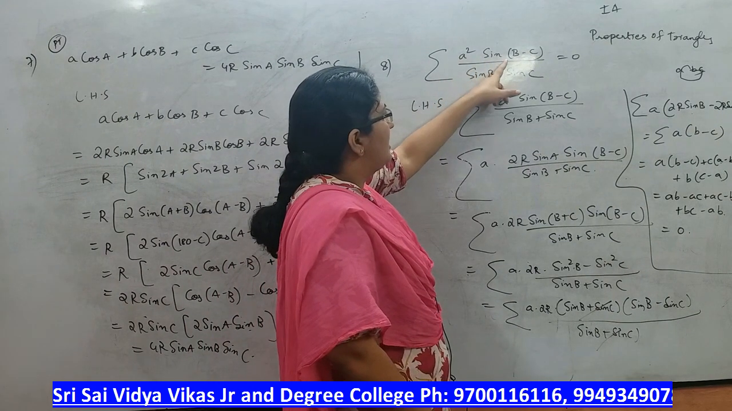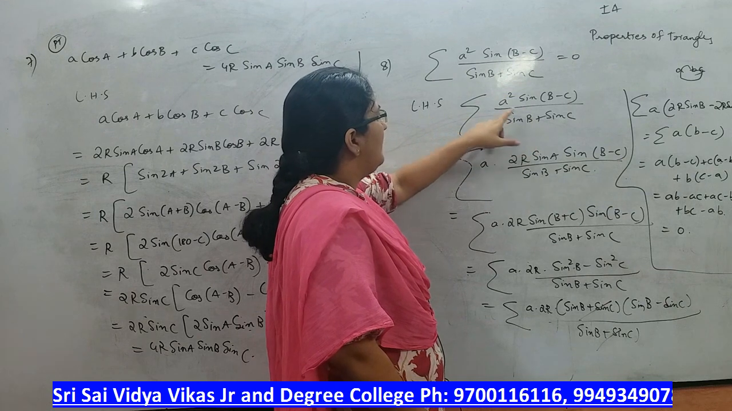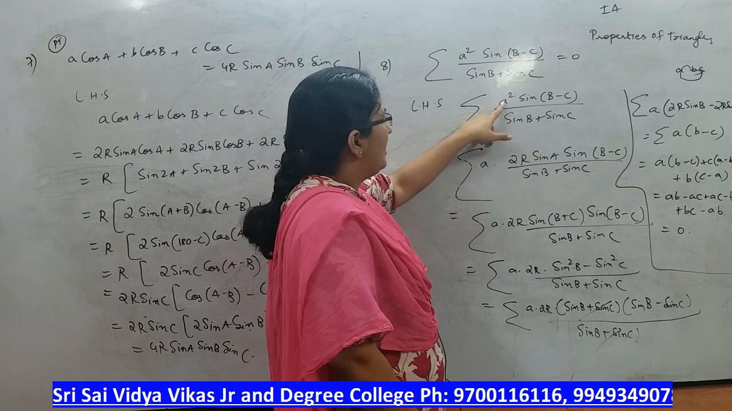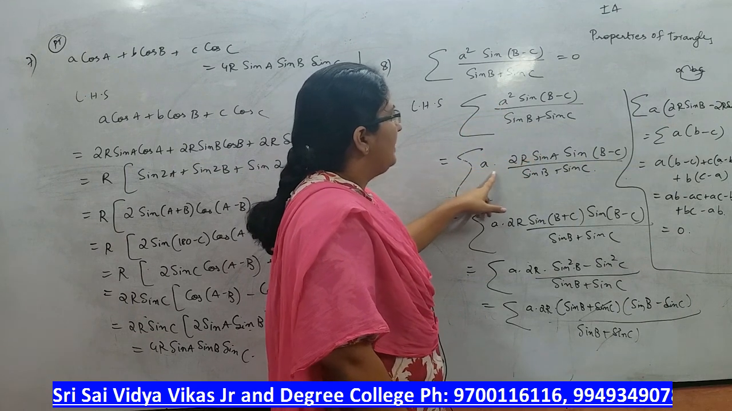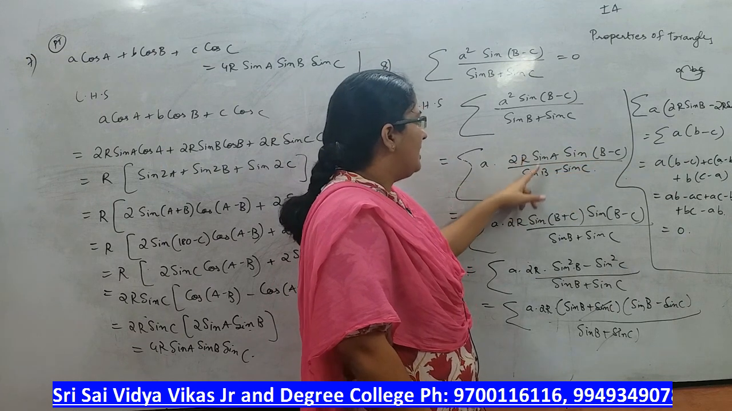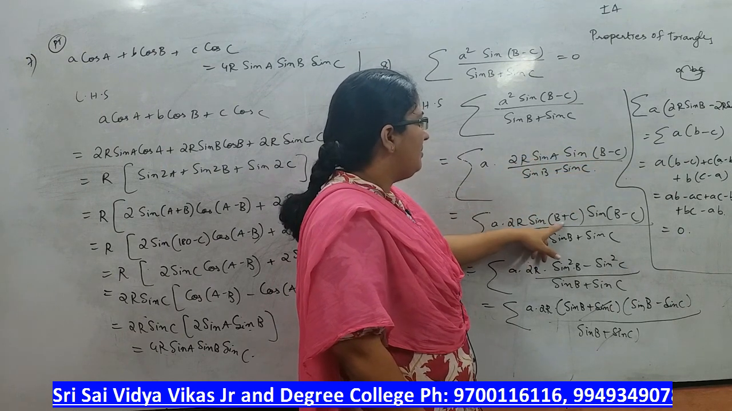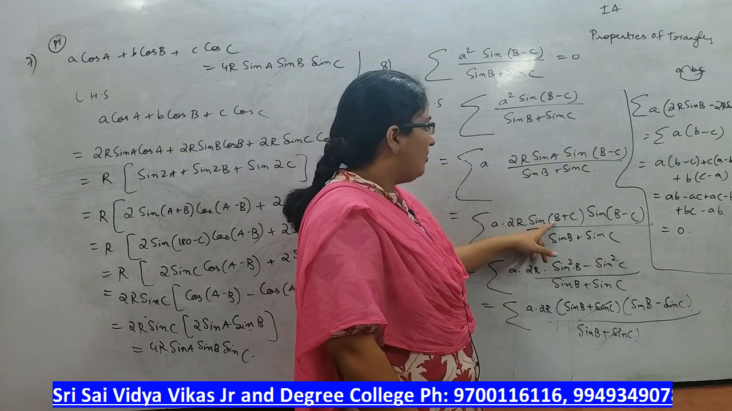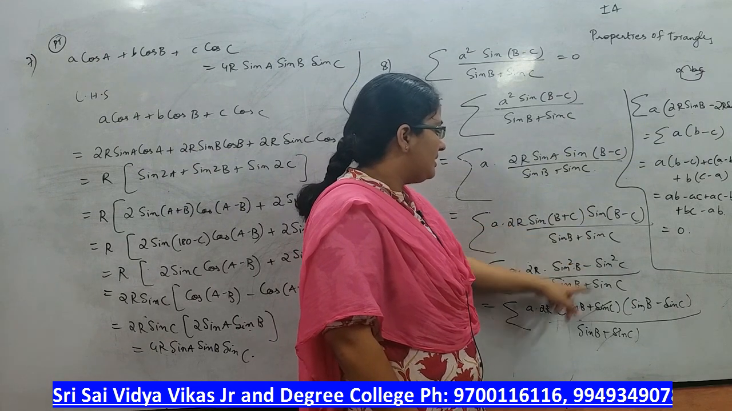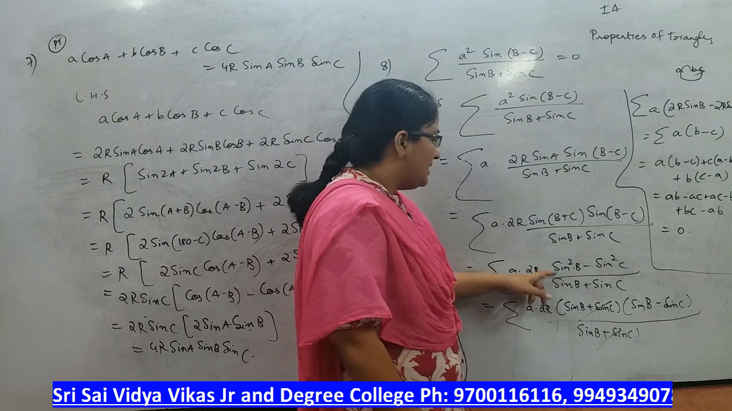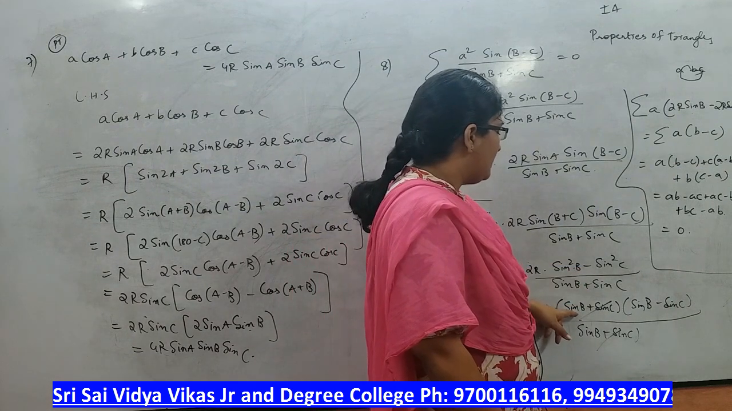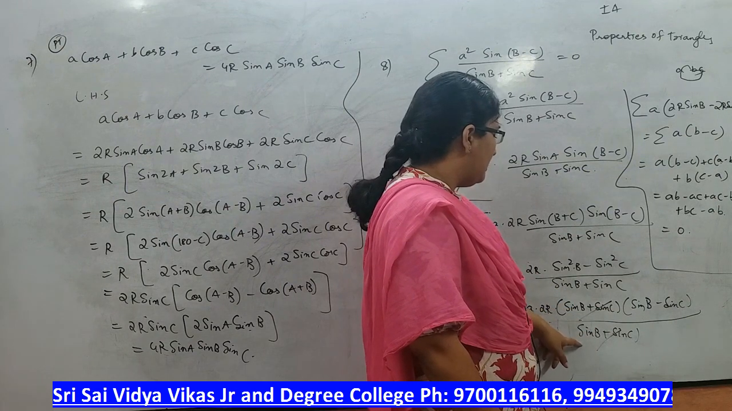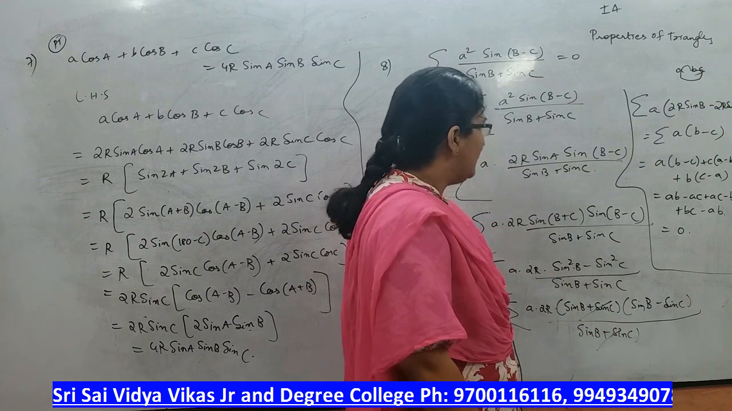Summation a square sin(B − C) by (sin B plus sin C) is equal to 0. Take the LHS: a square into sin(B − C) by (sin B plus sin C). From one a you are taking 2R sin A, one a is out. Sin A can be written as sin(180 − (B + C)), so 2R sin(B + C) sin(B − C) by (sin B plus sin C). A into 2R, sin(B + C) into sin(B − C), which is sin square B minus sin square C. Sin square B minus sin square C you can write as (sin B plus sin C) into (sin B minus sin C). Sin B plus sin C cancels. You have sin B minus sin C.